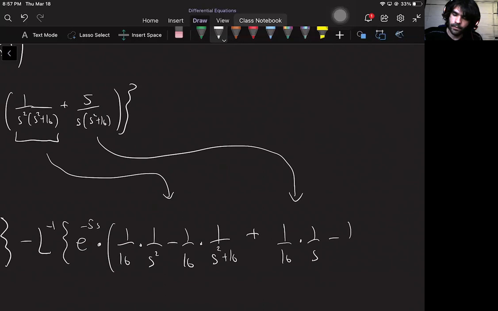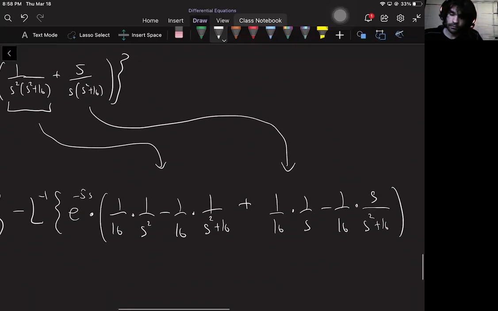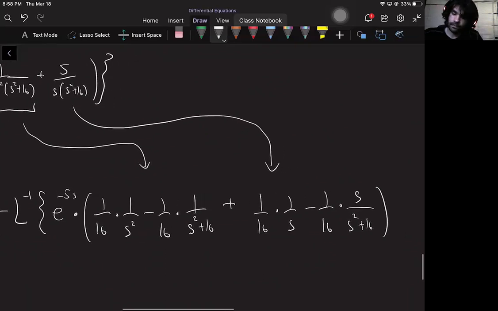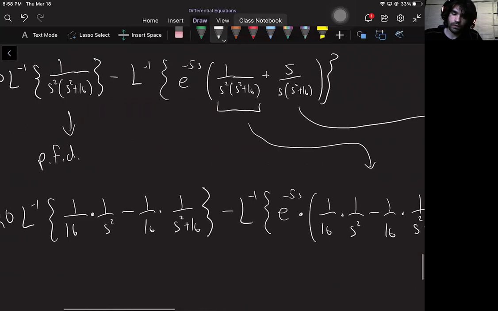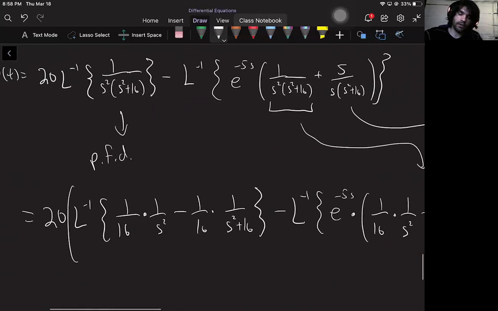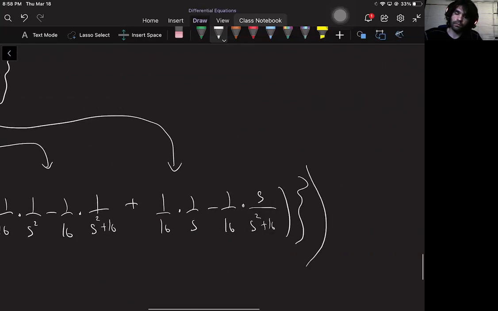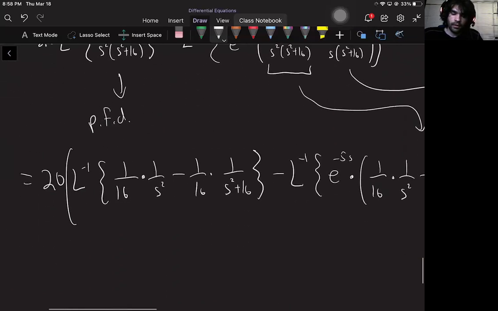Interesting. 1/16 again times, oh, s, interesting, s/s squared plus 16. Sorry, my s's look too much like 5s. Okay. So that's that. All right. This 20 is on everything, by the way, like that. Whew, a lot of work.